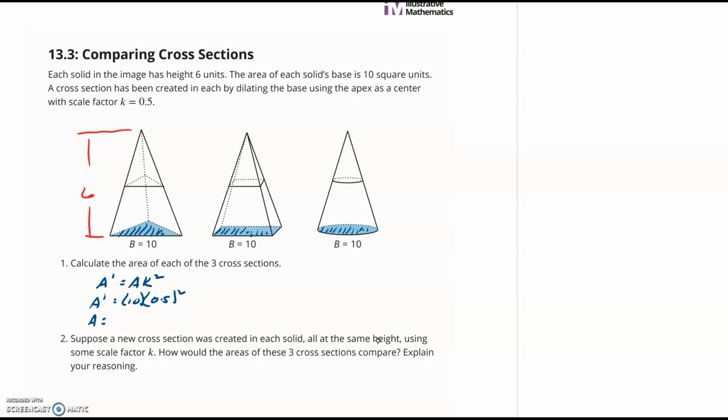0.5 squared is 0.25. So now 10 times 0.25, each one of these scaled areas, or the new areas, is going to be 2.5 square units.